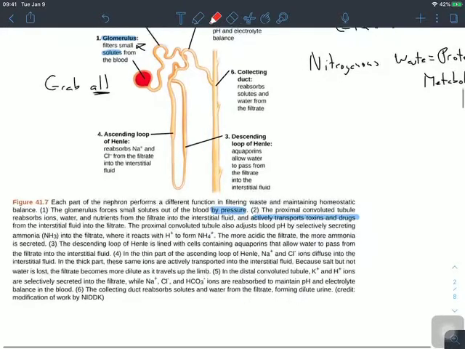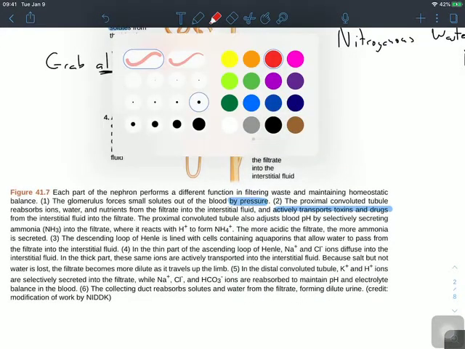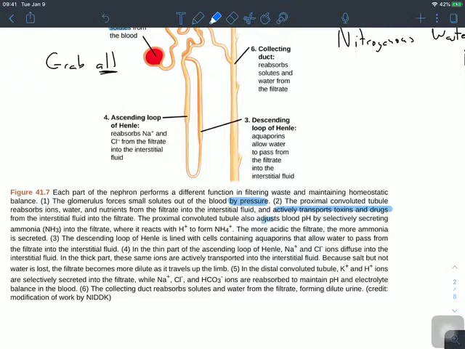So, let's highlight this last portion here so that way we don't forget it. Also adjusts blood pH by selectively secreting ammonia into the filtrate where it forms ammonium. The more acidic the filtrate, the more ammonium is secreted. So you are actually releasing more ammonium if your filtrate is highly acidic. So if the solutes that got squeezed out of the glomerulus had a lot of H+, you will remove more NH3 to balance things out.